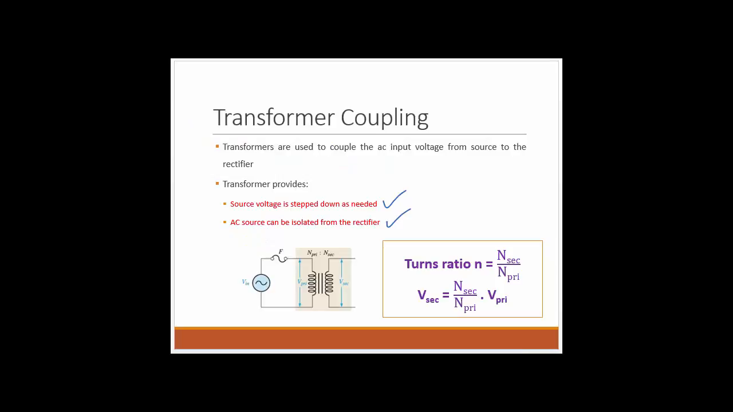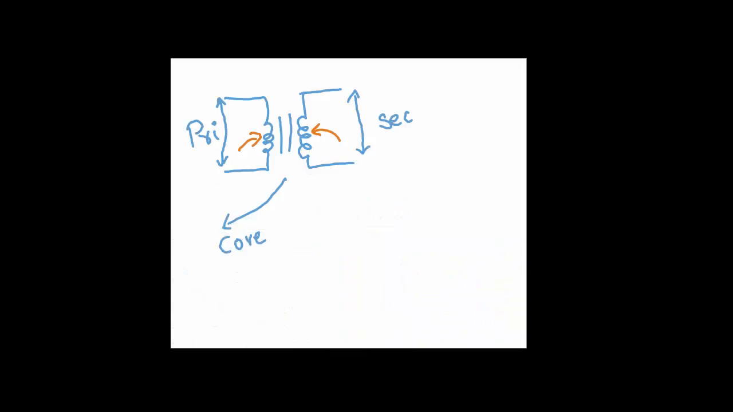It will be based upon the turns ratio. So the number of windings on the primary side and the number of windings on the secondary side, which is going to be calculated as the ratio of the secondary side over the primary side. Let's say, for example, I have a 120 volts AC signal applied on the primary side, and this transformer has a turns ratio of 2:1.